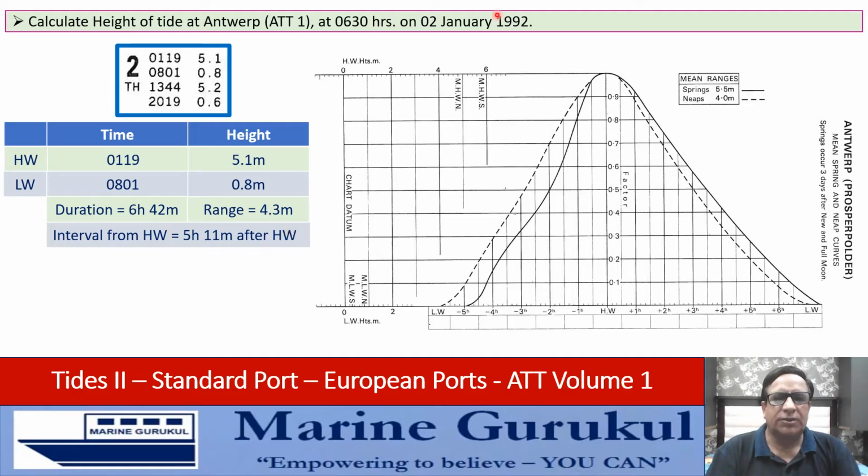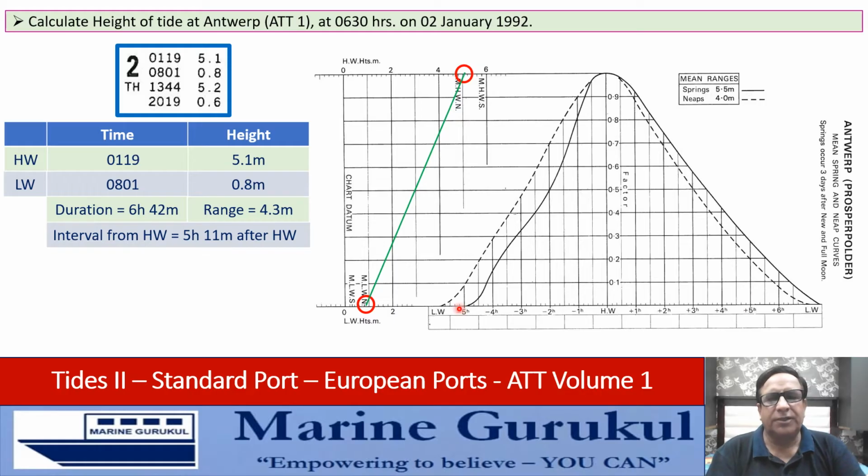Now we go to this side of the curve here. First we mark the low water on this lower scale. Low water is 0.8 meters, so we mark off the low water here. And we mark off high water. What is the value of high water? 5.1 meters. We join both these points with a straight line, and this line that we have got, we can call the interpolation line.